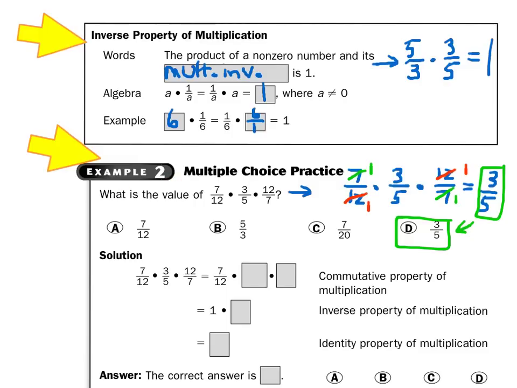So take a look at example 2. What is the value of 7 over 12 times 3 over 5 times 12 over 7? Well, notice how I wrote it out over here. 7 over 12 times 3 over 5 times 12 over 7.